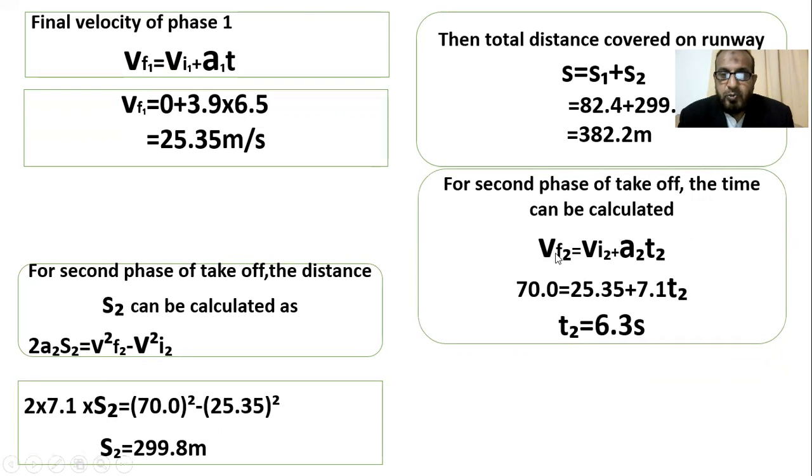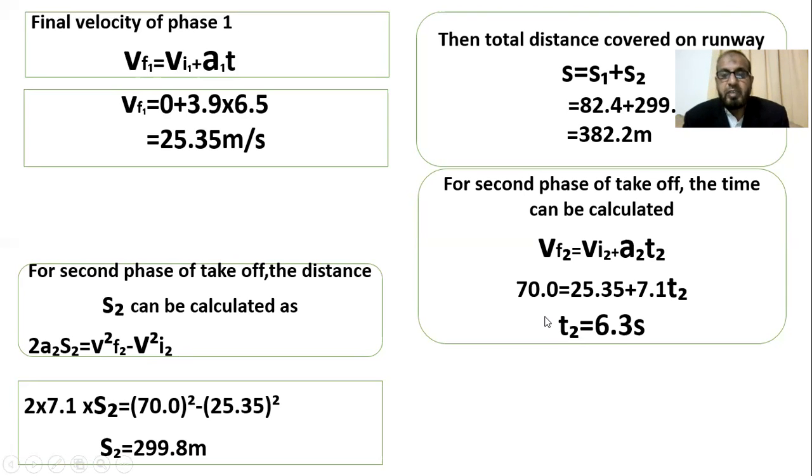Now, for the second phase of takeoff, we will find the time by using the equation of motion. Since Vf2 is given, that is 70, with which the aircraft takes off from the runway, and Vi2 is equal to the final velocity of phase 1, that was Vf1. So it is again the same 25.35 plus acceleration for the second phase, that is 7.1 times T2. We will find T2, the time taken by the aircraft for the second phase distance. So simplification will give us T2.